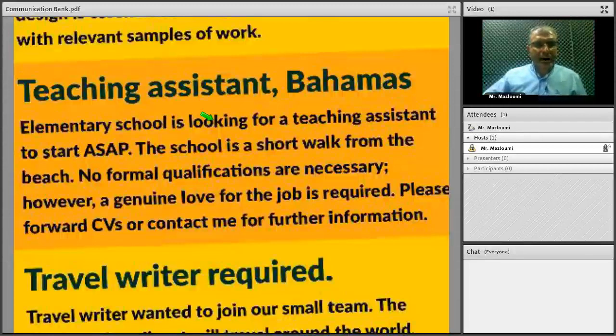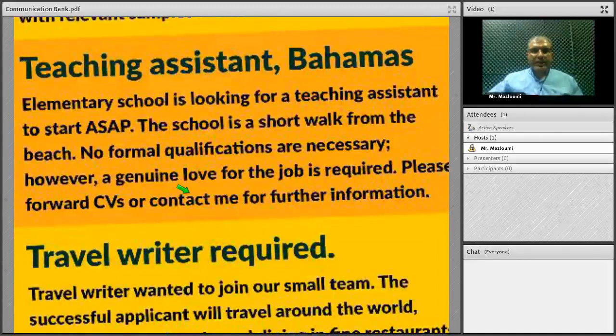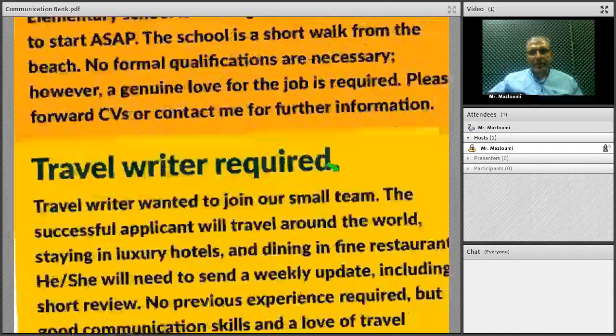So there is an elementary school. They're recruiting a teaching assistant, someone who helps the teacher, to start ASAP, everyone, which stands for as soon as possible. The school is a short walk from the beach. It is just near the beach, by the beach. No formal qualifications are necessary, so no special skills or talents are needed. However, yet, a genuine love for the job is required. The person should be in love, should be interested in teaching. Yeah? They should be good at it. Please forward CVs, please send CVs or contact me, call me, email me, text me for further information, for more information.